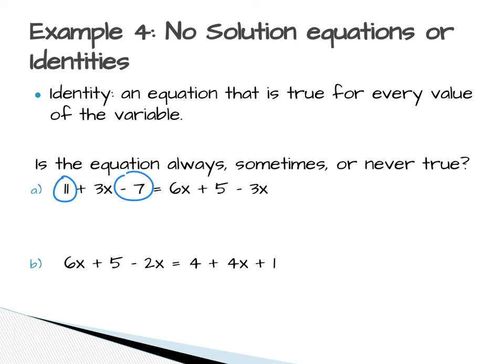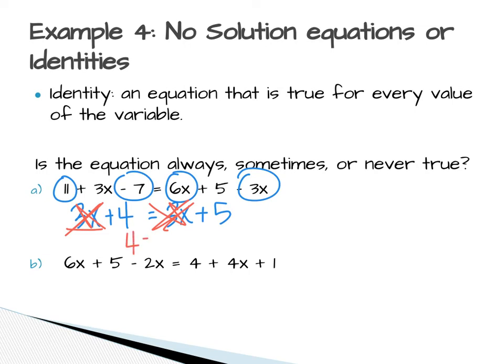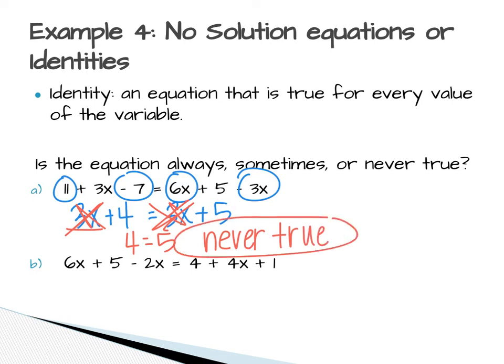So I've got like terms, and that's going to leave me with 3x. 11 minus 7 is 4. So 3x plus 4. And then over here I've got like terms 6x and minus 3x, which is 3x plus 5. Well, I've got 3x on opposite sides. If you ever have the same number, sign, and variable on opposite sides, they are going to cancel. So you can go ahead and mark those out, and I get 4 equals 5, which happens to be never true. It is not possible for 4 to equal 5.